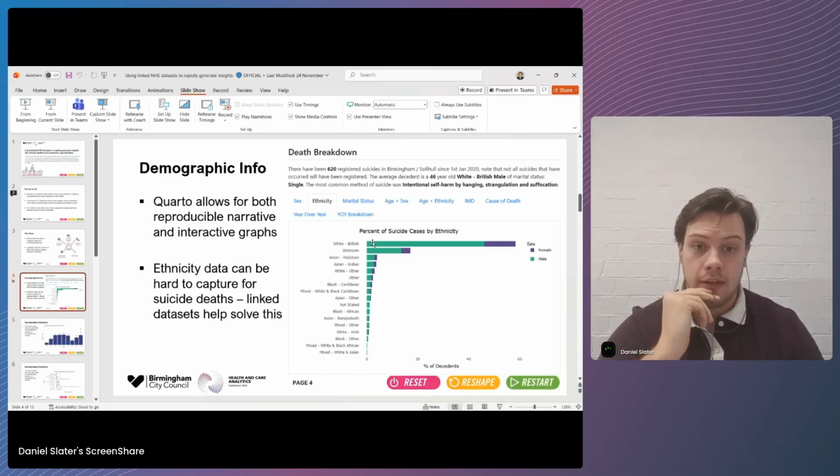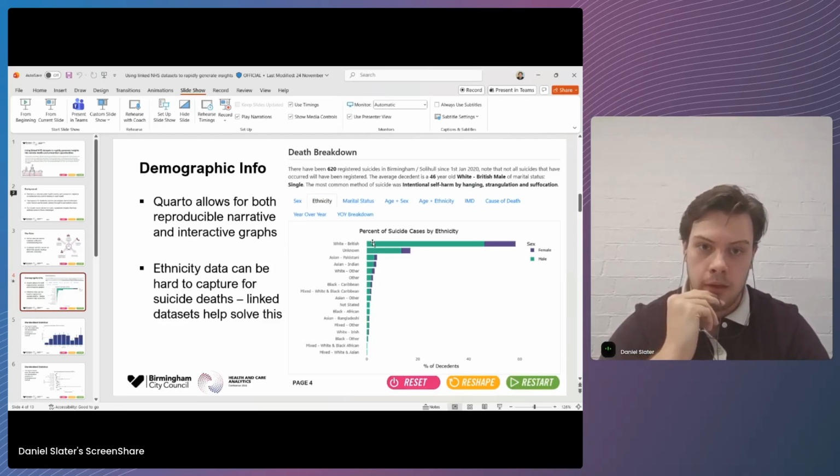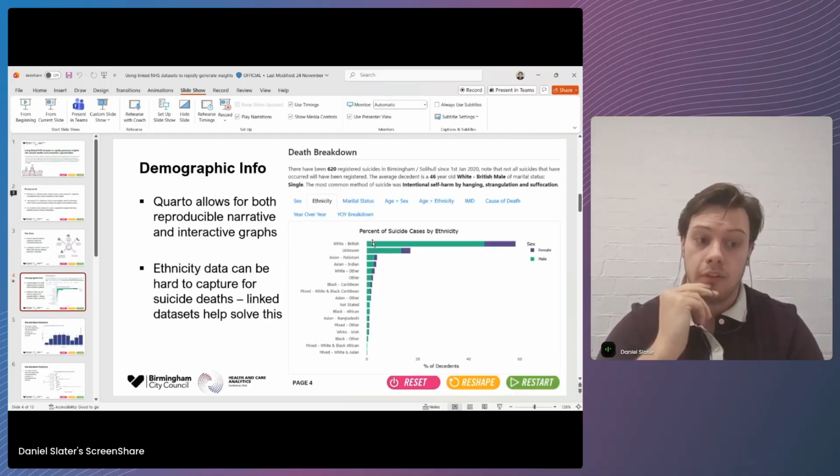On the right here, you can see a bar chart of the people who've died by their ethnicity. And you can see at the top here, this is another advantage of using Quarto, because this commentary, this narrative, is generated as data is pulled into the report. So we can see there's 620 registered suicides. You can see the average age and ethnicity and method of suicide. And all of this is completely repeatable as we pull the data from the SQL server.